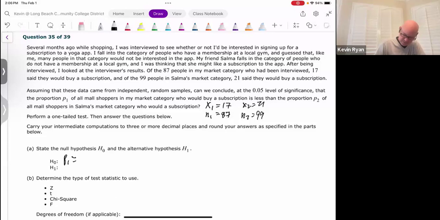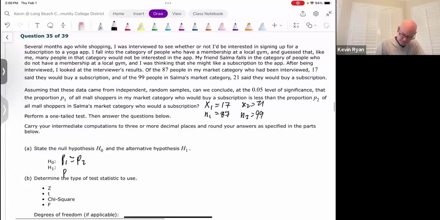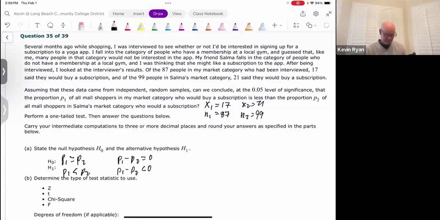So this is going to be P sub 1 equals P sub 2, and P sub 1 is less than P sub 2. Another way this can be written is P sub 1 minus P sub 2 equals 0, and P sub 1 minus P sub 2 is less than 0. I'm looking at the key, and they wrote it the second way. I've never written it that way. I've always written it the first way, but I'm pretty sure ALEKS takes both.